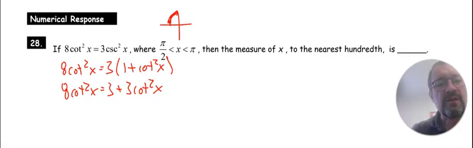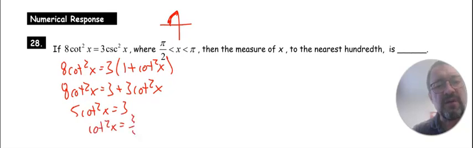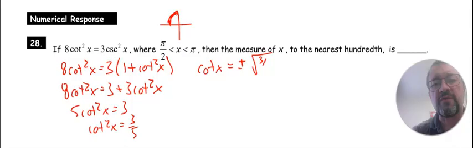And then I'm going to bring the 3 cotangent x over. So it's going to be 5 cotangent squared of x is equal to 3. So that the cotangent squared of x is equal to 3/5. Or cotangent of x is going to equal plus or minus the square root of 3 over 5.